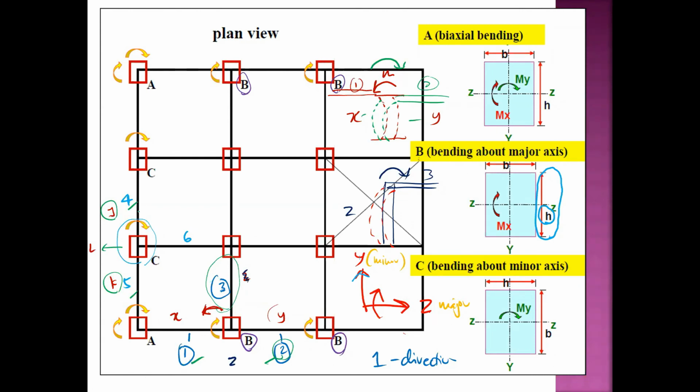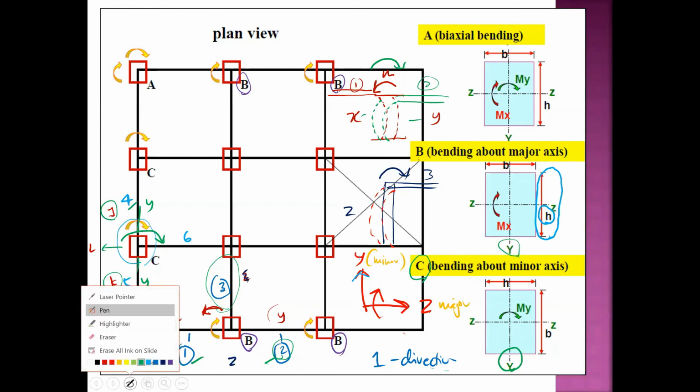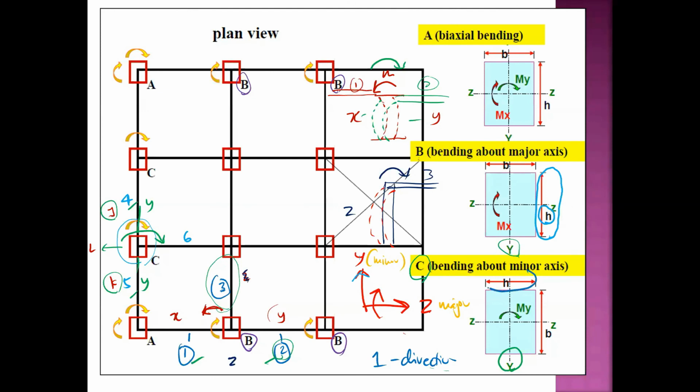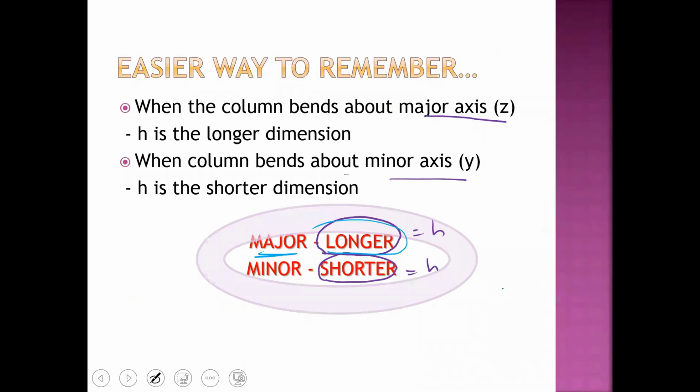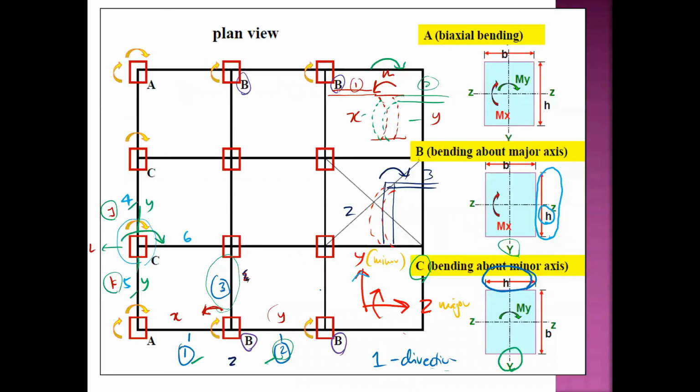So this is the YY axis, and it will bend through here. So the condition is C here. The bending is about the minor axis, so the shorter direction is known as H. H is the shorter direction, like given in this rule of thumb.